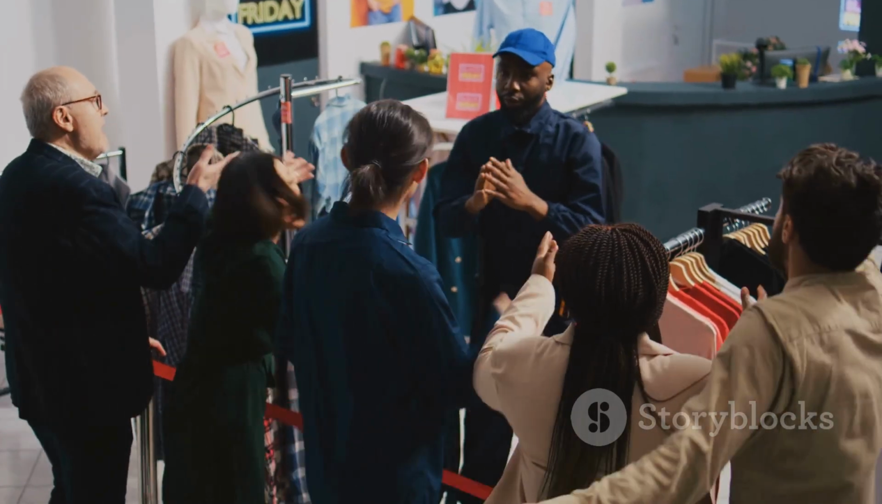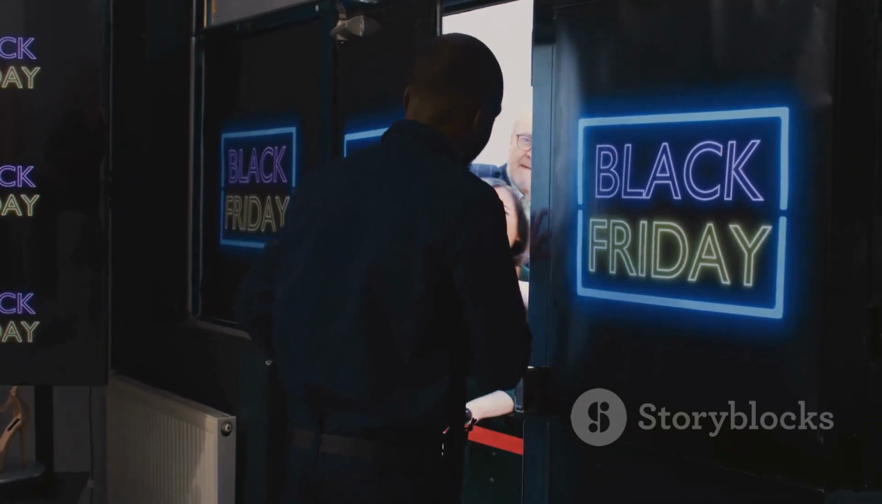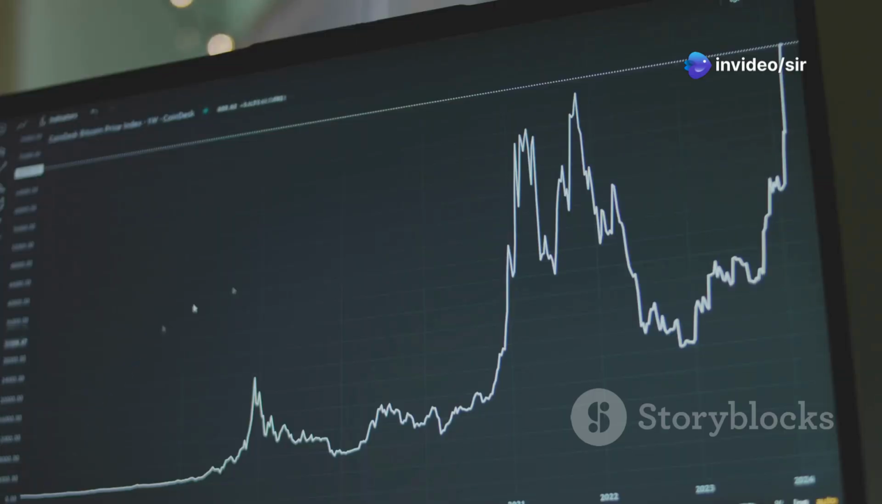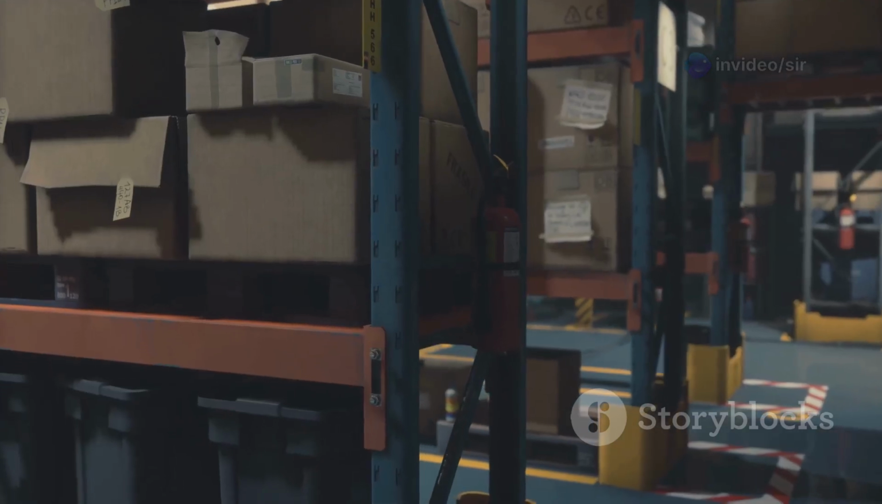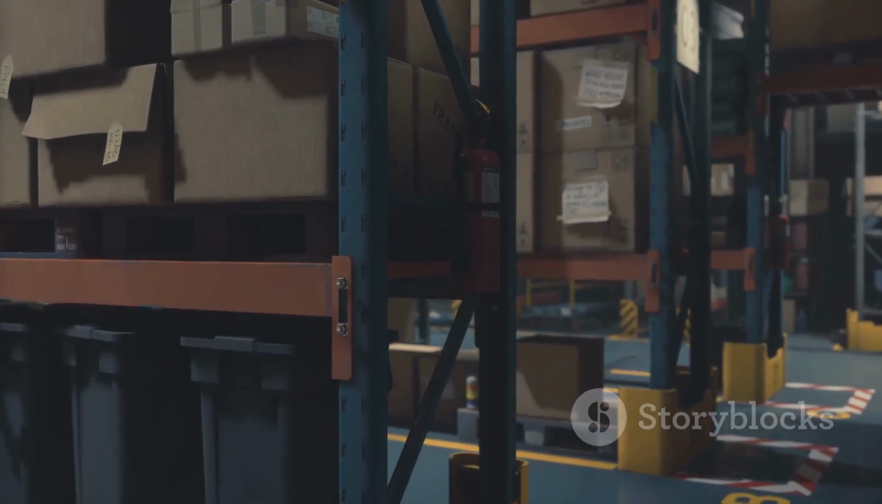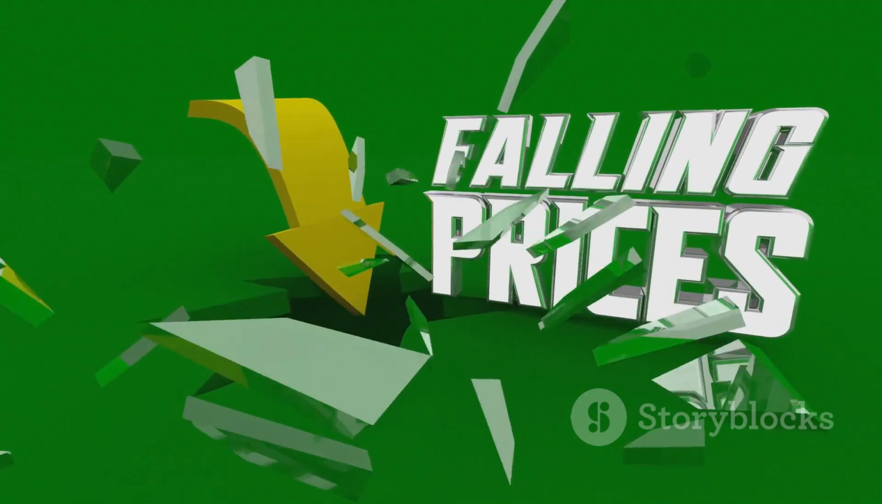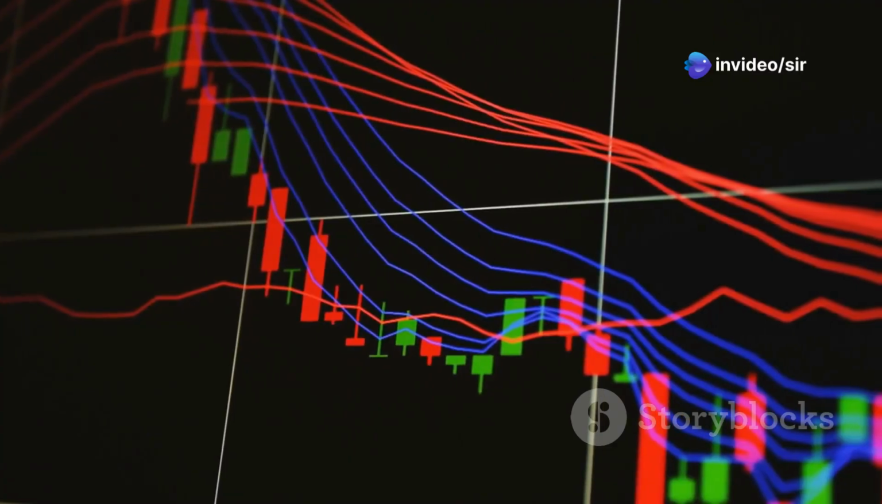Think of a crowded store having a massive sale. Demand explodes as everyone wants the discounted goods. In trading, a demand zone is like that sale. Prices are attractive, drawing buyers in and pushing prices up. Conversely, imagine a store overflowing with unwanted items. Supply is high, forcing the store to lower prices to attract buyers. In trading, this is a supply zone. Sellers are eager, pushing prices down.